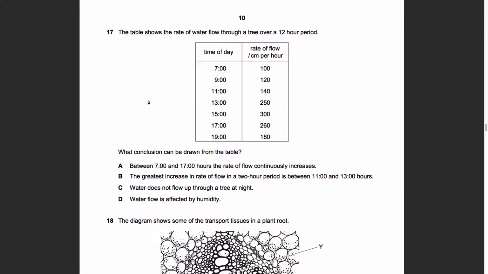Okay, question 17. The table shows the rate of water flow through a tree over a 12-hour period. So a data question.